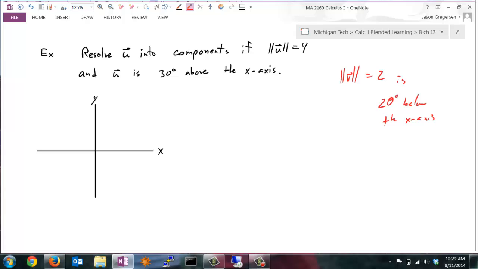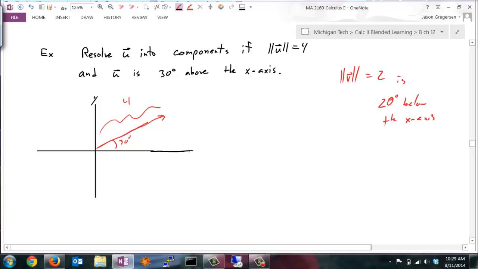How can I take that description and get just the nice component representation? Well, here's what I know. I know this vector has an angle of 30 degrees. And it has a length of 4. So this length is 4. I'll call this vector u. But what I want to get is this thing. I want to get the x component and the y component.